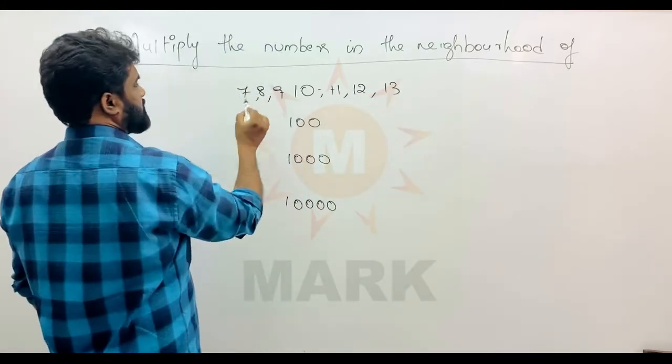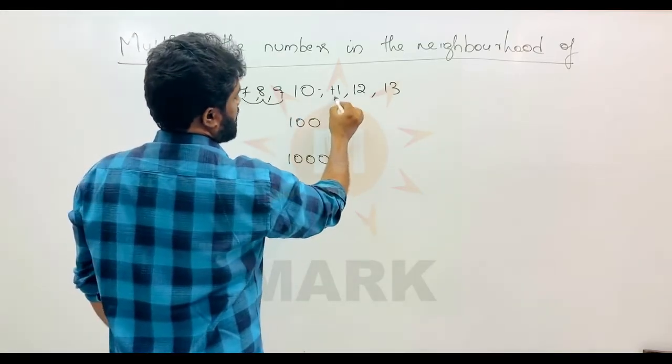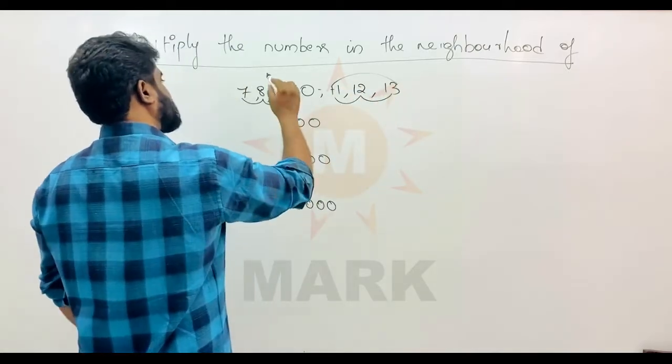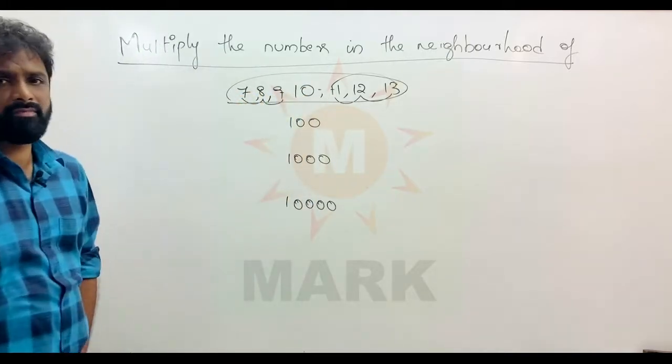So multiplying these, 7 into 8, 8 into 9 in the lower neighborhood, or in the upper neighborhood 11 into 12, 12 into 13, or 11 into 13, or sometimes 9 into 11. These multiplications are very easy.